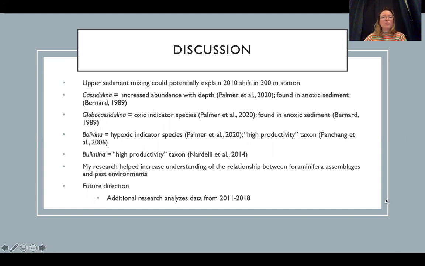So my research helped to further understand the relationship between these assemblages and past as well as future environments. And there's actually someone in Dr. Gray's lab right now looking to further my research, looking at the 2011 to 2018 years, so that we have a long-term analysis of these foraminiferal assemblages.